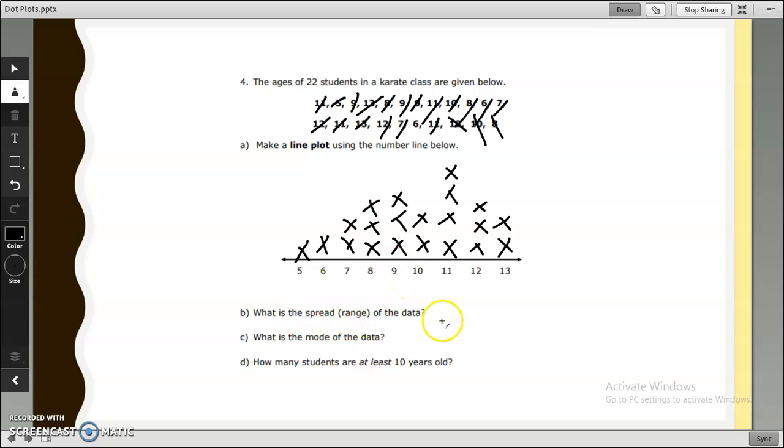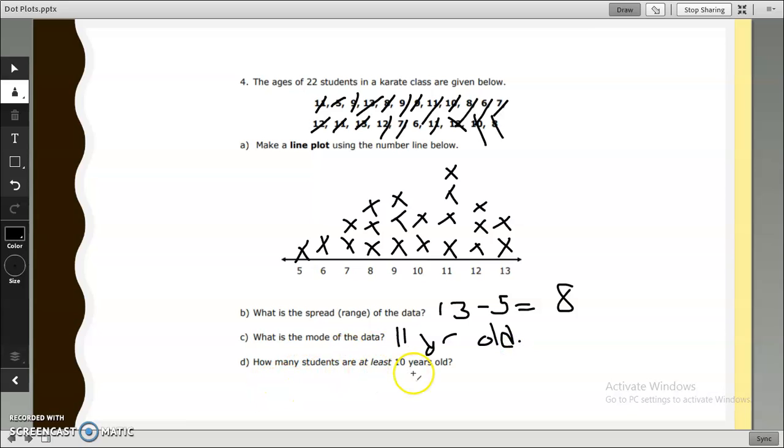Alright, it says what is the spread? Again, the spread is the largest, which is 13, minus the lowest, which is 5. So there are 8 ages, right? Or 8 years. What is the mode? The number that appears the most. And looking at it, looks like it is 11. So 11 years old, right? So there's mostly 11-year-olds in this class.